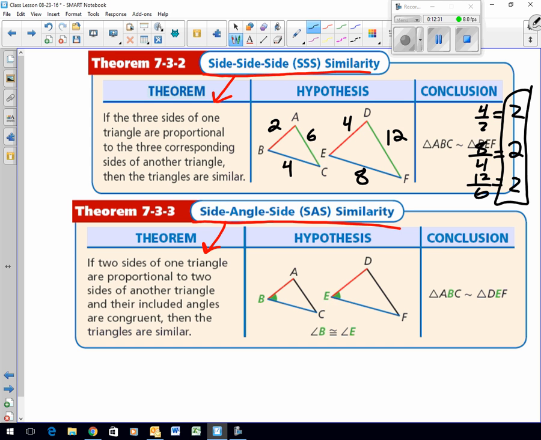If the three sides are proportional to each other, even without knowing anything about the angles, you'll be able to conclude that the triangles are similar, okay? Watch how fast I can mess with your mind here. Coach, you ready for this?